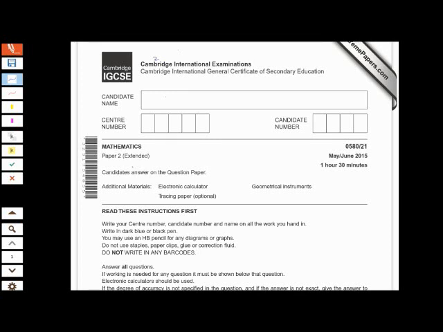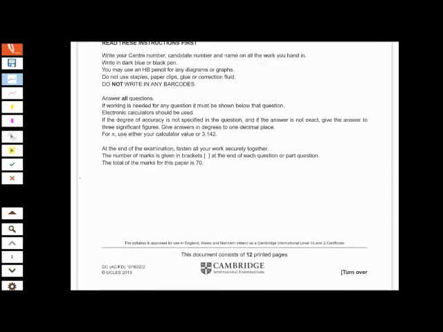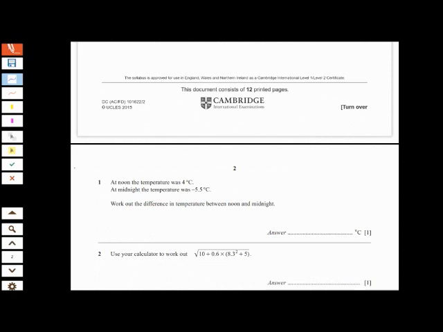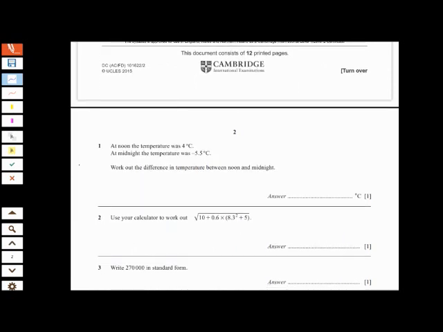Alright, this is 2015 May June paper 2 variance 1. First question. At noon the temperature was 4 degrees Celsius. At midnight the temperature was negative 5.5. Work out the difference. So they want the difference. This one is easy. All you have to do is just add them together. This is 9.5.